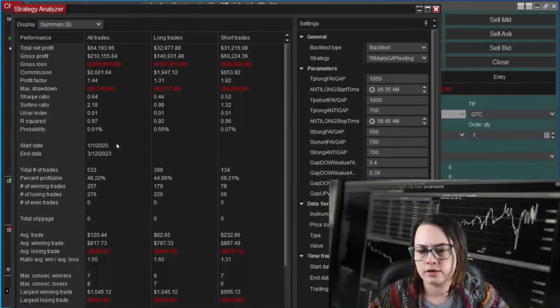If you have access to it, you are able to run a longer back test. I was able to run a little bit over a 3-year back test, so before COVID and all through COVID. So here we go. This is the max drawdown, the gross loss, the gross profit, and total net profit.